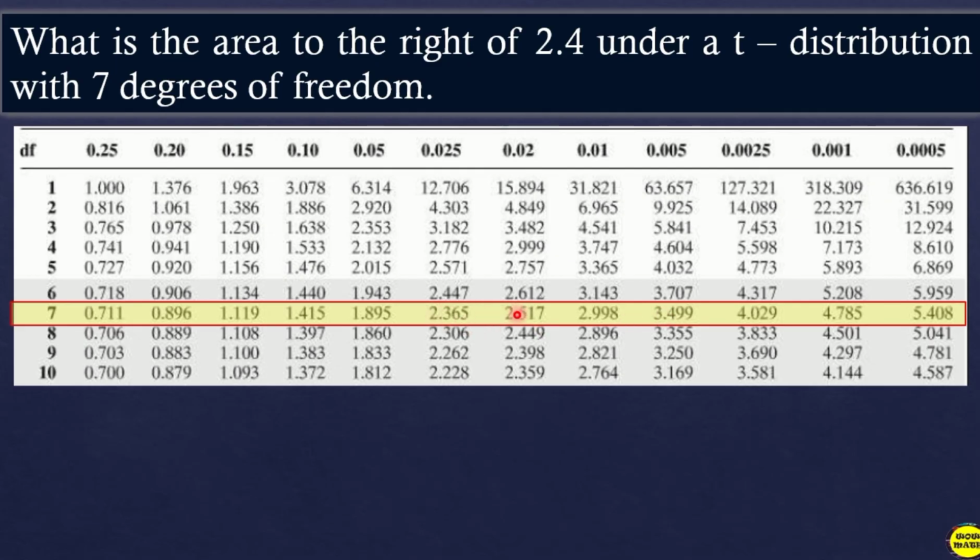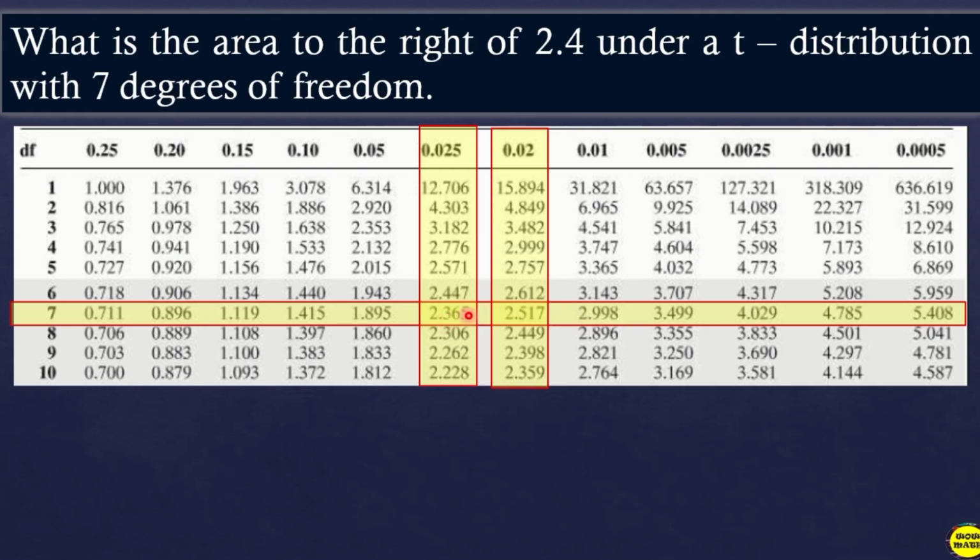So, paano natin gagawin ito? Kapag walang makitang exact, kagaya nito, 2.4, wala tayong makikitang eksakto na 2.4 dito, ibig sabihin, kunin natin kung saan yung dalawang T value nandun si 2.4. Ibig sabihin, si 2.4 ay nasa pagitan ni 2.365 at ni 2.517.